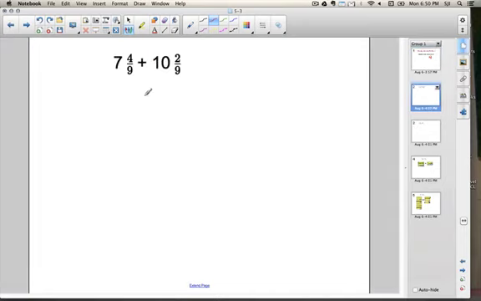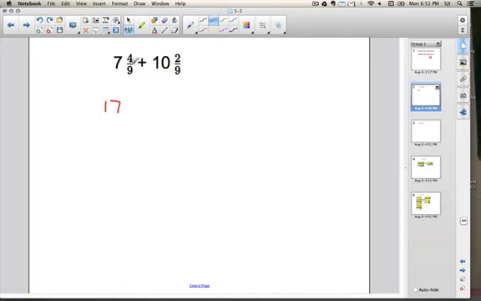Here's our first example. So we're going to be adding. And the very first thing I do when I'm going to be adding fractions is I look at the denominators. And if the denominators are the same, then I'm all set. I don't have to worry about changing, so I have a common denominator. Most of the hard work is already done for you. So that means that since we're adding, we can go ahead and add the whole numbers together. So 7 plus 10 is 17.